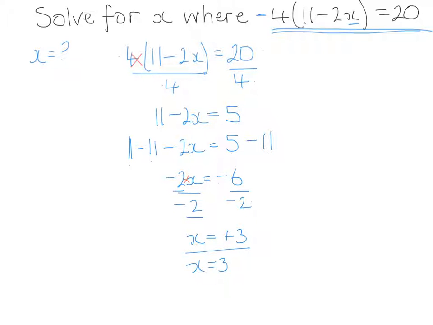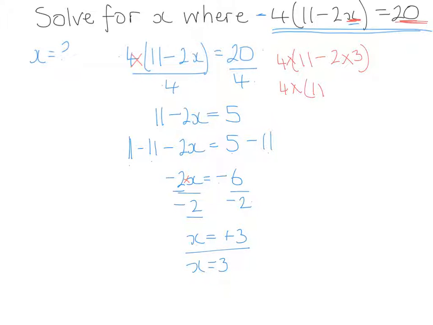Now let's check and make sure that this makes sense. If I substitute this value of x that I've worked out, 3, in here, I should be able to work out the number sentence 20. So if I say 4, 11 minus 2 times 3 in place of the x, well, let's see, that'll be 4 times, because there's a times between the 4 and the bracket.